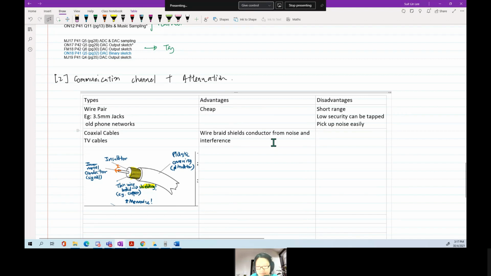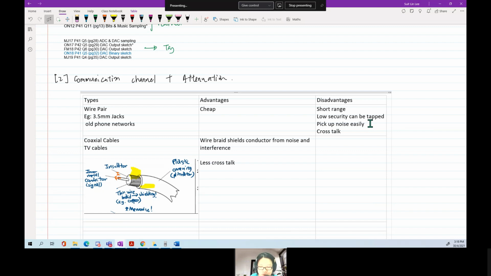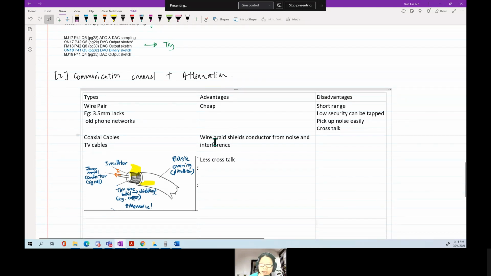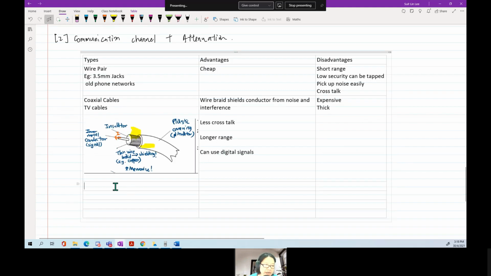Disadvantages. So because of this, by the way, there is less crosstalk. Okay, there is this one. There is crosstalk. So here, this one has less crosstalk, and can also travel a longer distance, longer range. Okay, and uses digital signal. Disadvantages are money lor. This cable needs more money to make. Expensive. And the cable is thick. Okay, that's all. Range is not the best, but it's good enough.